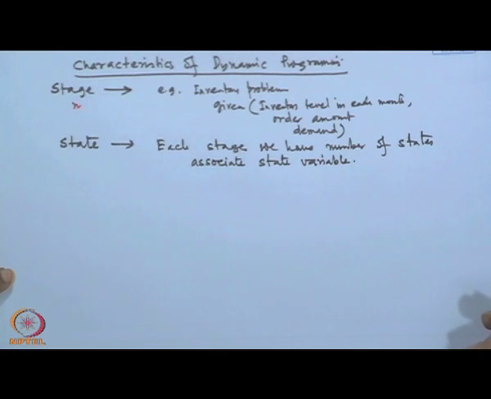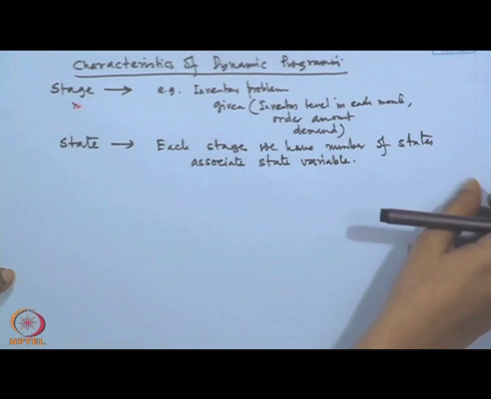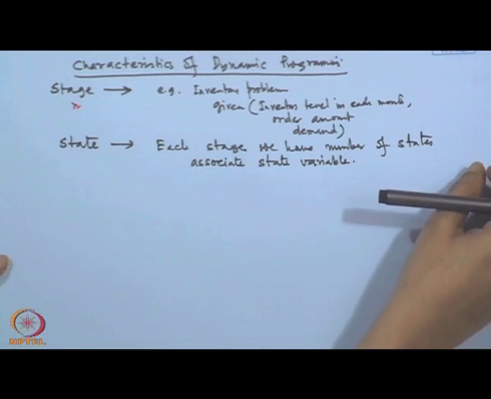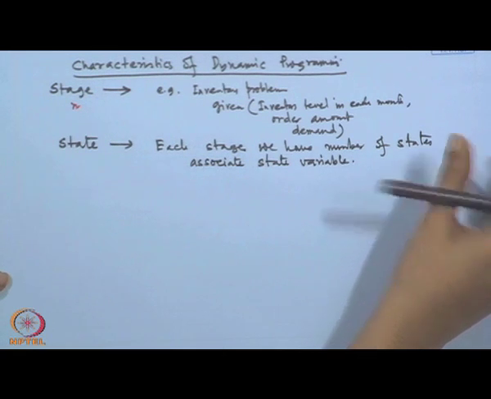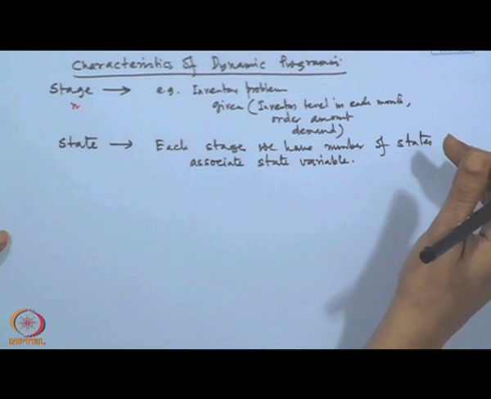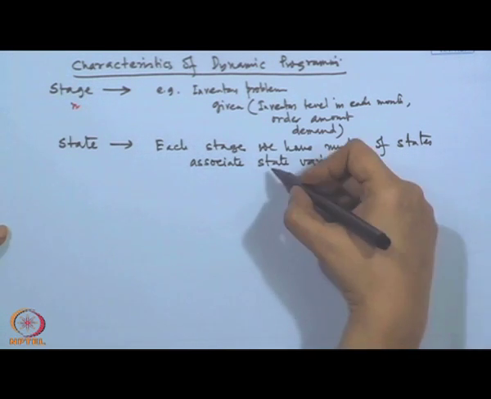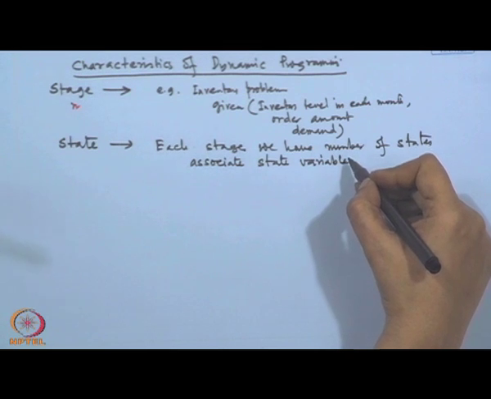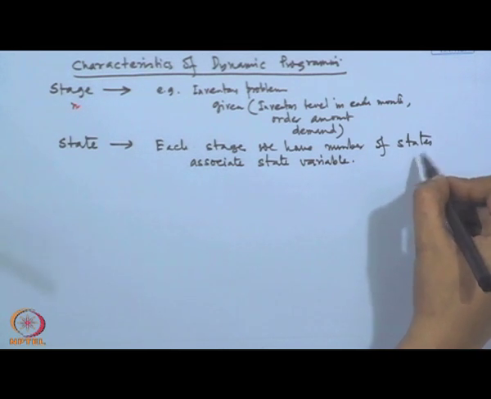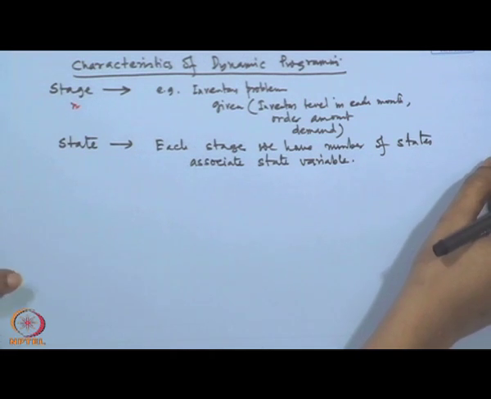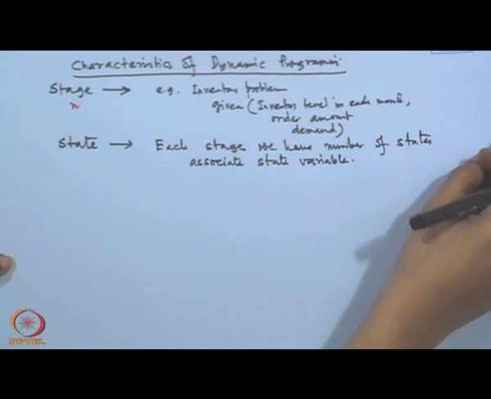For the previous problem, the state variable for stage 2 was x2, for stage 3 it was x3, like that. Thus, we can have different values for different states, for individual state variables. These correspond to the different states, and there is no set rule for how we will define the state.